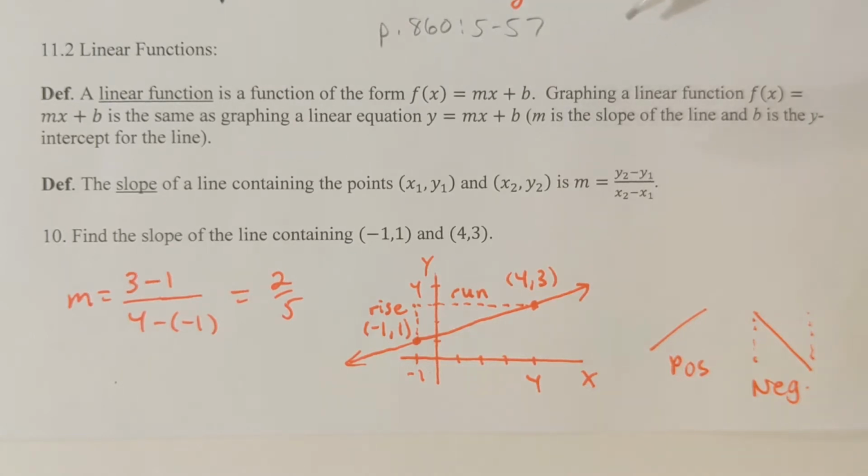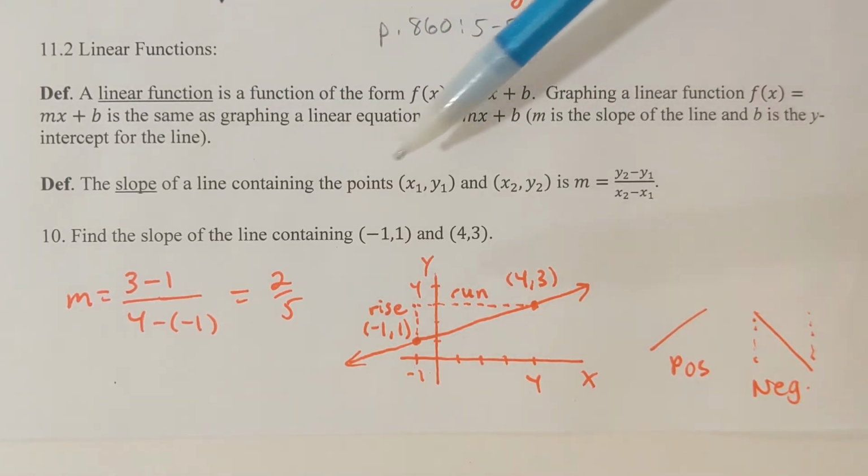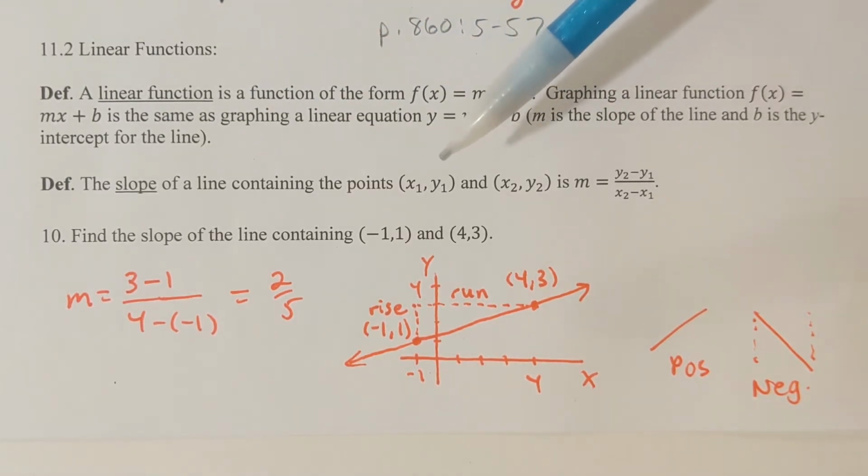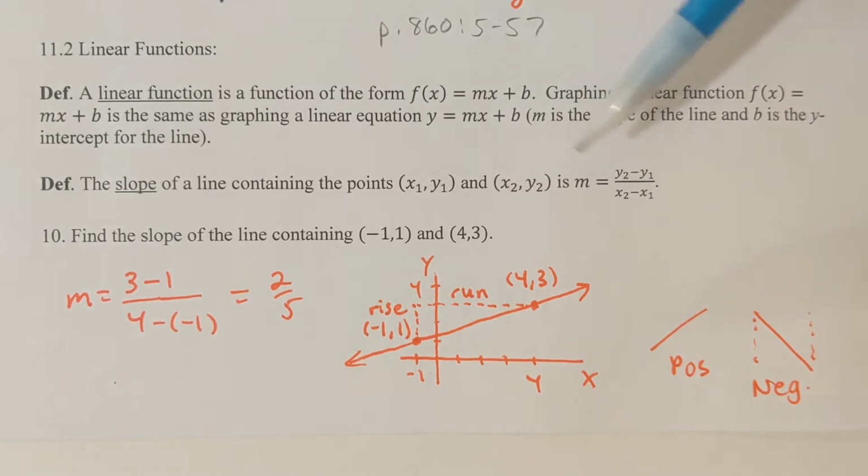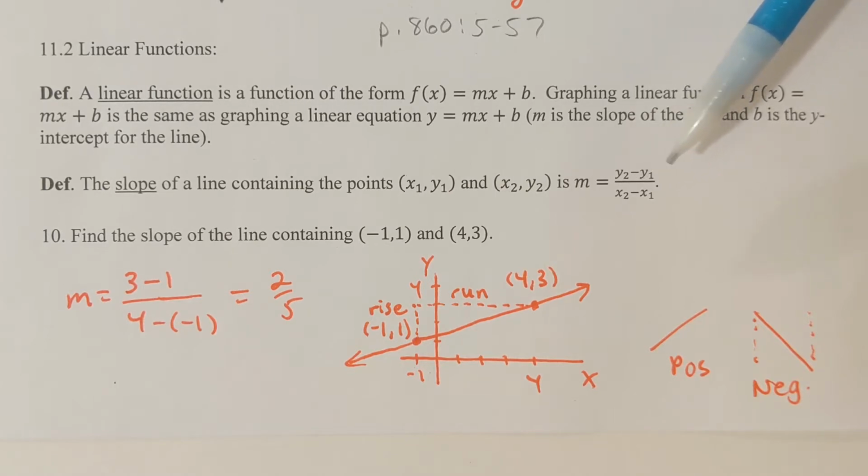Graphing a linear function is the same as graphing a linear equation y equals mx plus b. f of x and y mean the same thing. Okay, and y equals mx plus b is a line, and m is the slope of the line and b is the y-intercept for the line. The slope of a line containing the points x1, y1, and x2, y2 is m equals y sub 2 minus y sub 1 over x sub 2 minus x sub 1.